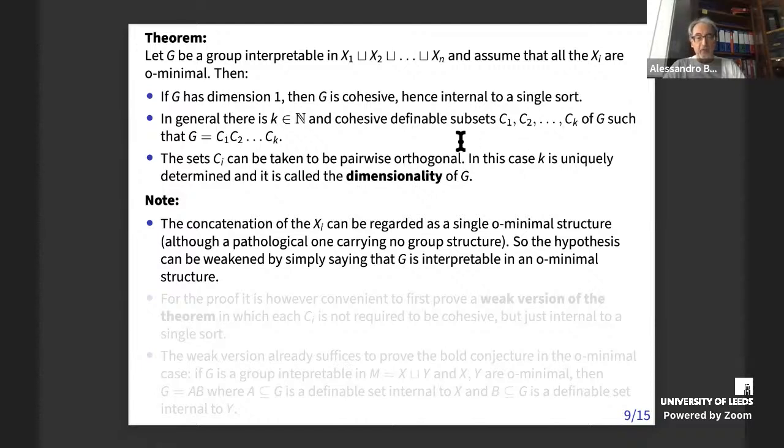So the hypothesis of the theorem can be just replaced by simply saying that G is interpretable in a non-minimal structure. So if G is interpretable in a non-minimal structure, which may consist in several orthogonal parts, then there are these cohesive sets. And if G is dimension 1, it's already cohesive.